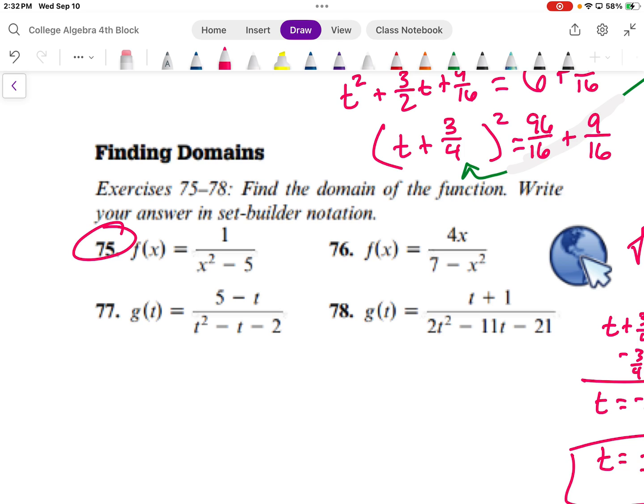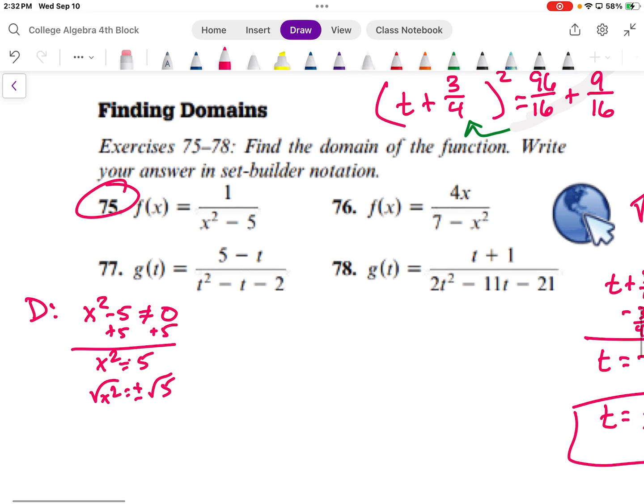So I have to find my domain on number 75. I need to take x squared minus 5 and figure out, okay, I can't equal 0. X squared minus 5 is not allowed to equal 0. So we add the 5 to both sides, and we get x squared equals 5. Square root both sides, like we did earlier. So x is not allowed to equal positive square root of 5, and x is not allowed to equal negative square root of 5.